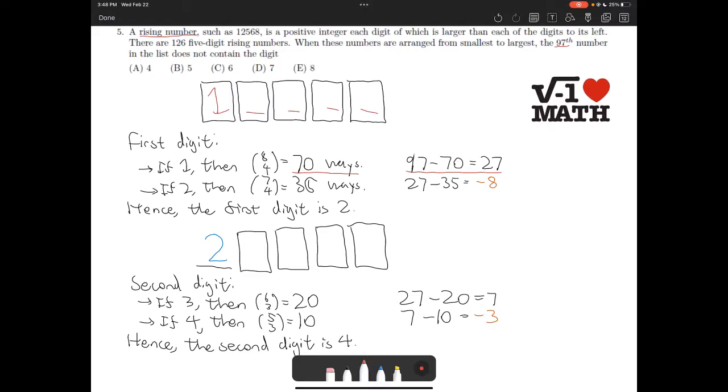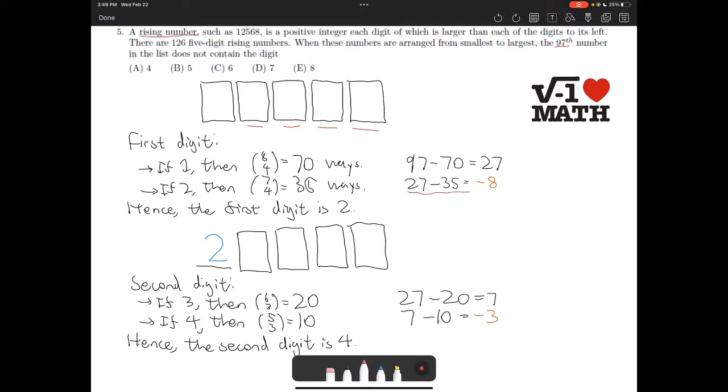This means that all such numbers with first digit 1 don't include the 97th number. So we have to sort of backtrack. On the other hand, if the first digit is 2, then we have, again, 4 spots, but this time the numbers from 3 to 9, which is 7, so 35 ways.